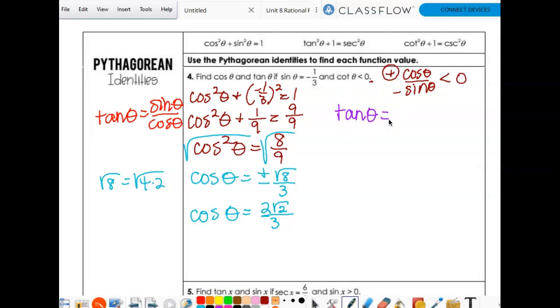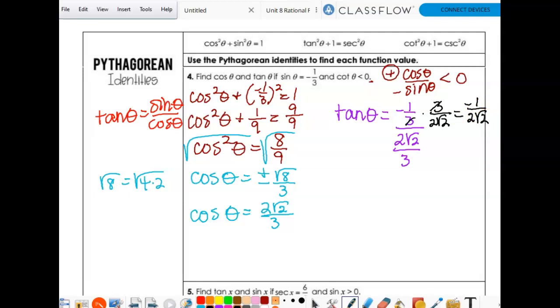It's going to be sine, which is negative 1/3, over my cosine, which is 2 square root of 2 over 3. Right? Sine over cosine. What do I change the division to? Multiply, and then what do I do with the bottom one? Flip, right? That's how we divide fractions. So multiply, and I'm going to flip this. So my 3's will cancel, and I get negative 1 over 2 square root of 2.